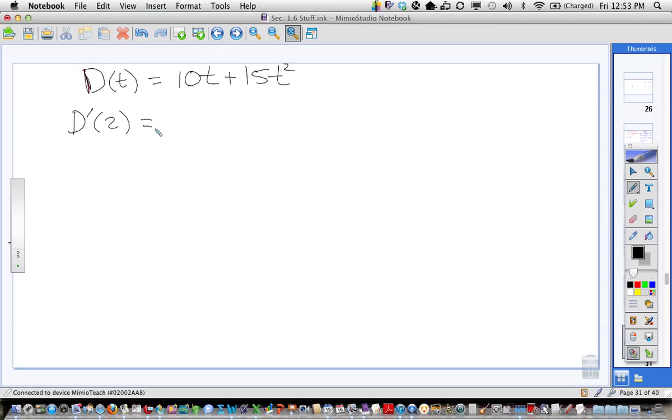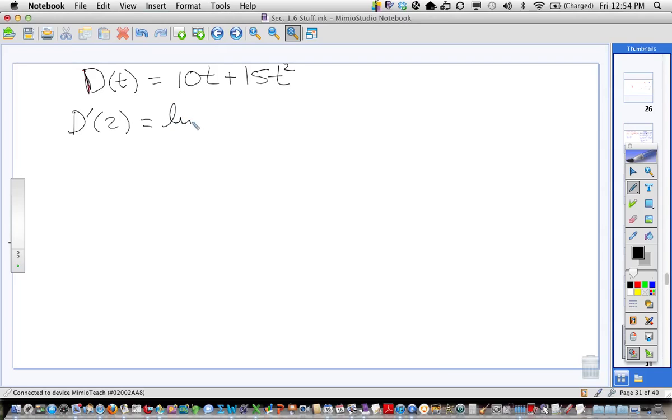Instantaneous rate of change. So we want d prime of 2. Well, we have a new formula right over there on the board for d prime of 2. Now the difference is instead of f, it's d. So wherever we see f here, we would substitute d, and wherever we see a, we'll substitute the 2. Right? So let's write that. Let's just copy that formula with those substitutions in there.